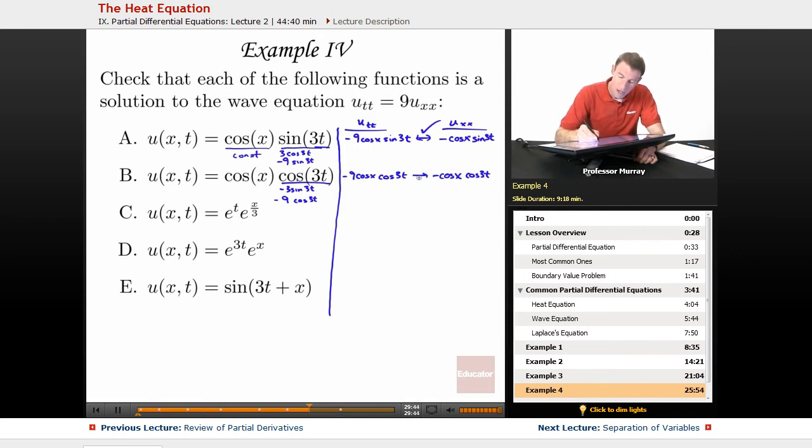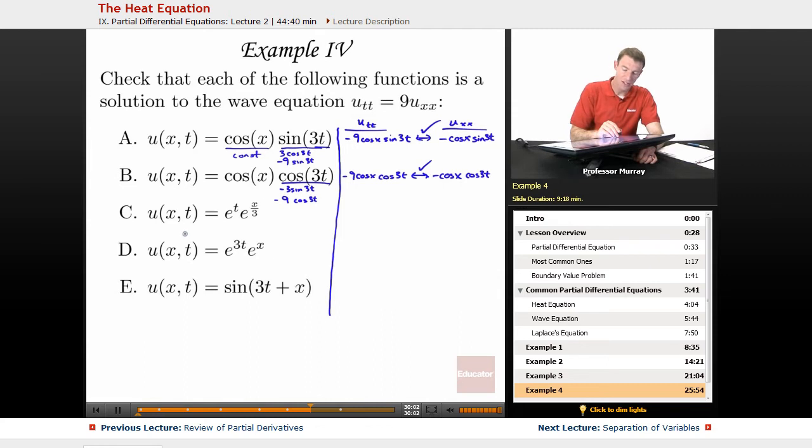And again, if you compare those two to each other, on the left we have 9 times what we have on the right. So u sub tt is indeed equal to 9 times u sub xx. Let's try that again with the third function here.